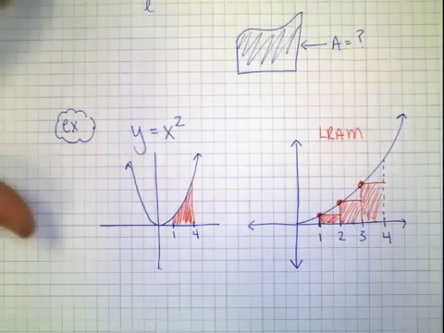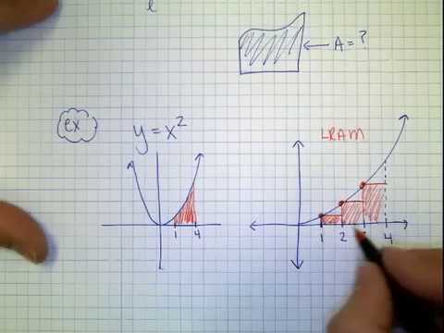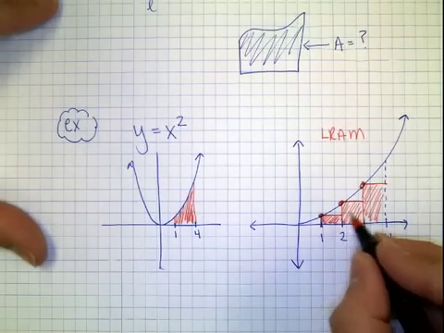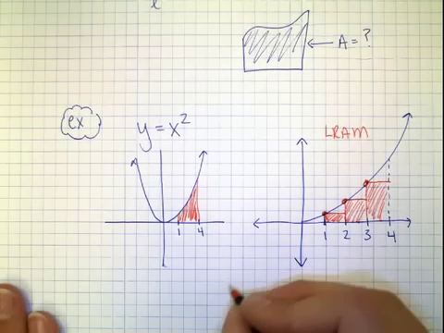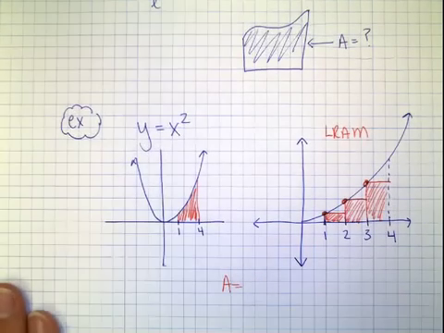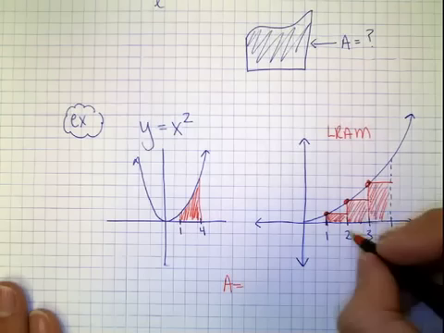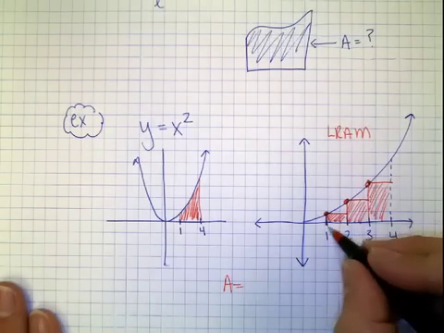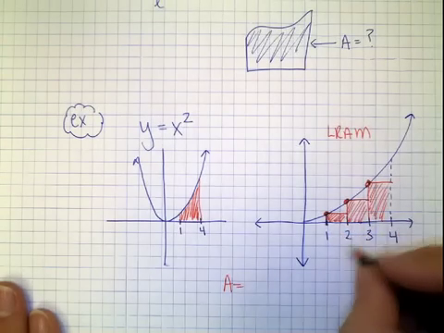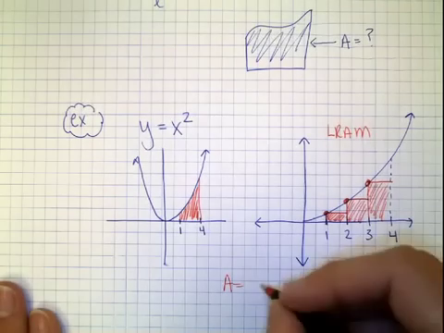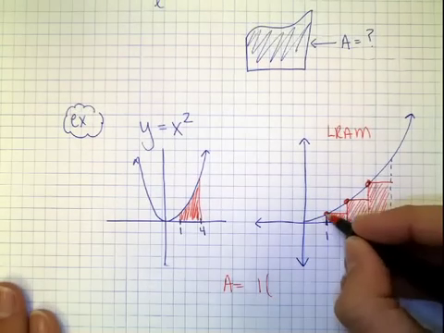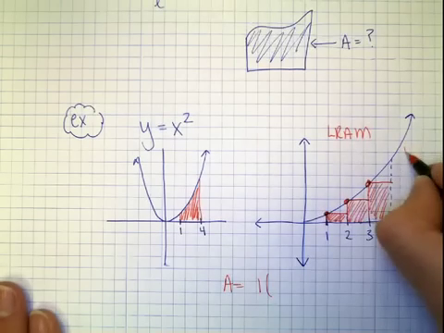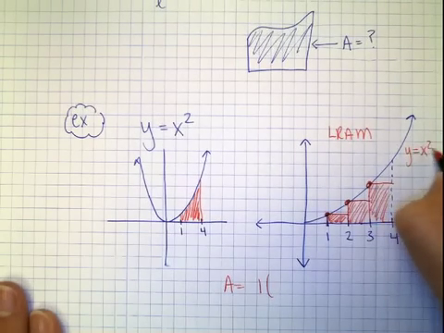Well, if I want to approximate the area, I can add up length times width, length times width, length times width for each of these little rectangles. So area is going to equal the length times the width. Well, the first rectangle goes from 1 to 2, so it has a width of 1. And it goes up to this point on the graph. This is the graph of y equals x squared.